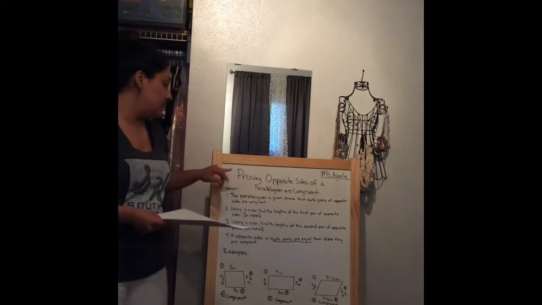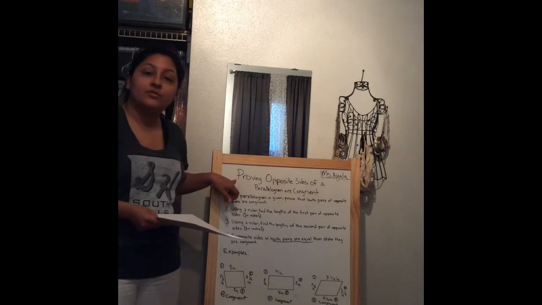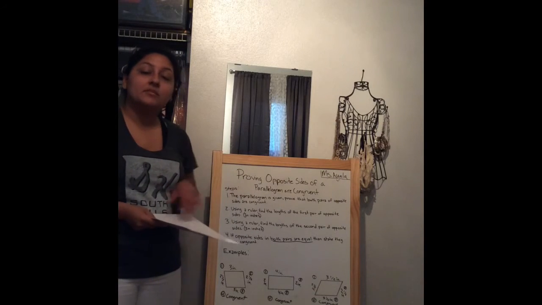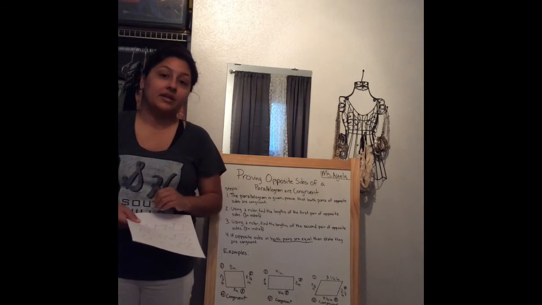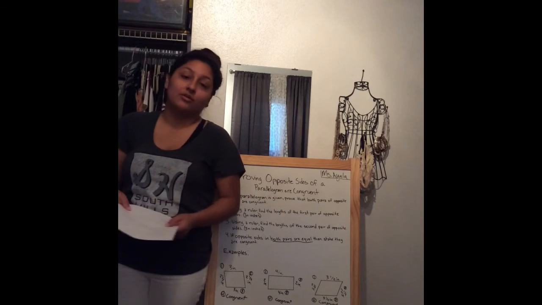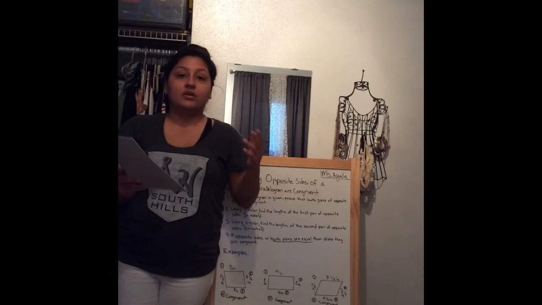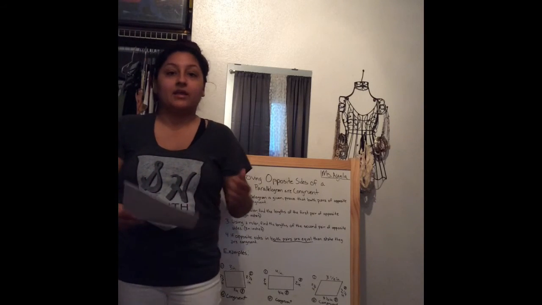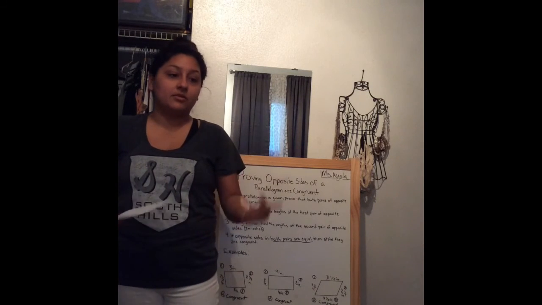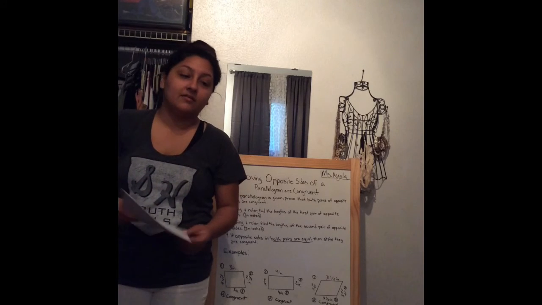So again, we learned how to prove opposite sides of a parallelogram are congruent. And we did this by using a ruler and measuring in inches. So now you can put your worksheet away and put your vocabulary and your steps away as well, so we can get ready for our next lesson.